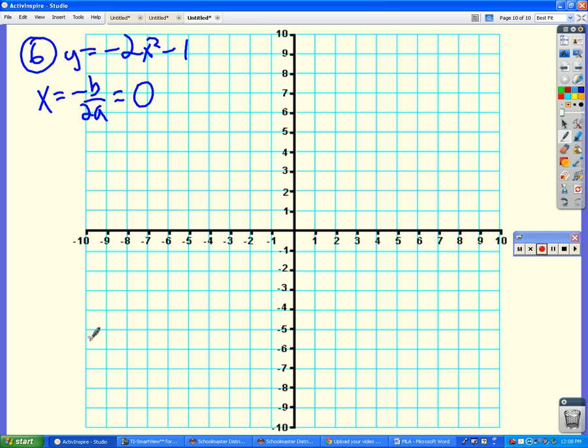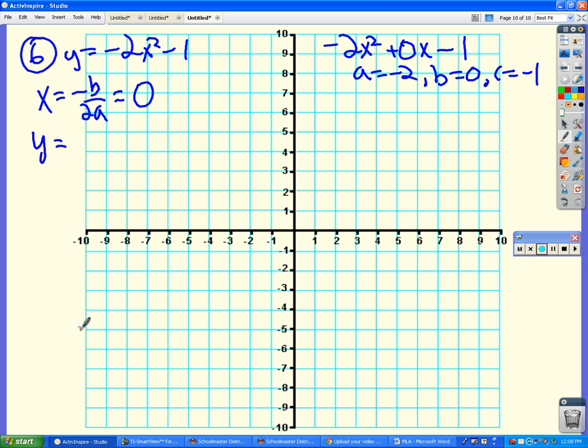b is the number in front of the x. And since there is no plain old x in this problem, you can think of it as being negative 2x squared plus 0x minus 1. So a is negative 2, b is 0, and c is negative 1. Okay? So that means that negative b over 2a will also be 0.